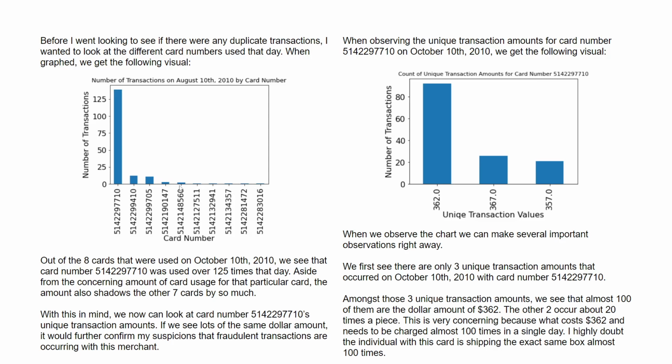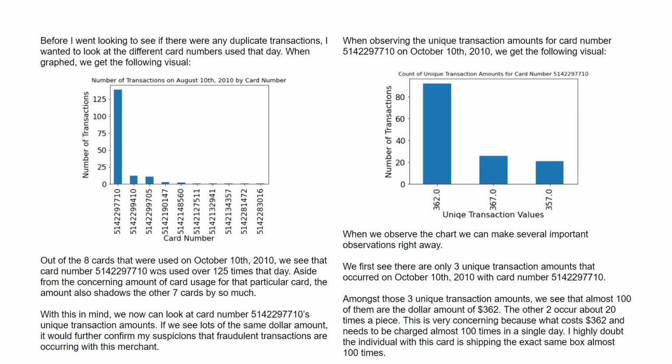These 5 cards right here were only used once. I want to make that very clear. They were only used once with this merchant that day. Okay, this one was 2. This one was 3. These ones are like 10 and 12, right? And then we have, I want to say, 135 transactions with this one card. So card number 51422977710 was used over 125 times that day.